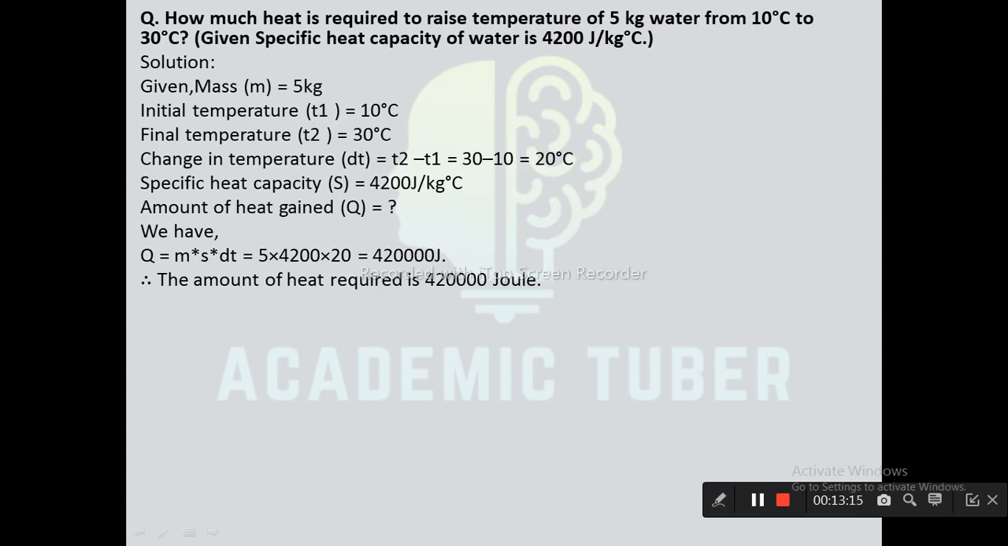Amount of heat gain Q equals what? Now we know the formula of the heat equation. Q equals m s delta T, which equals 5 into 4200 into 20, which equals 42 lakh joule.